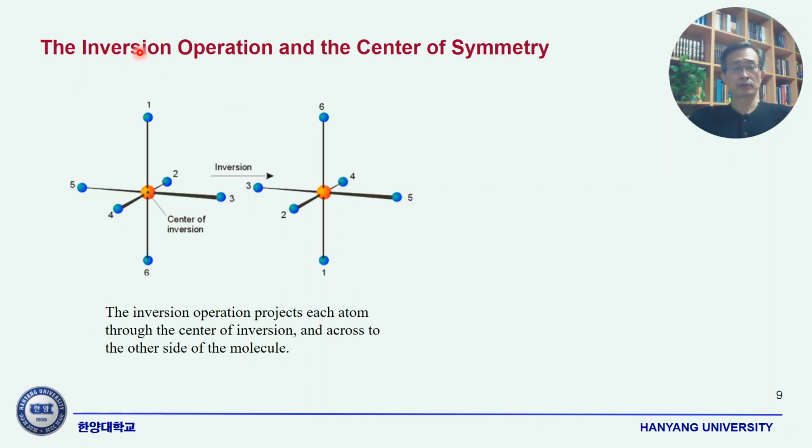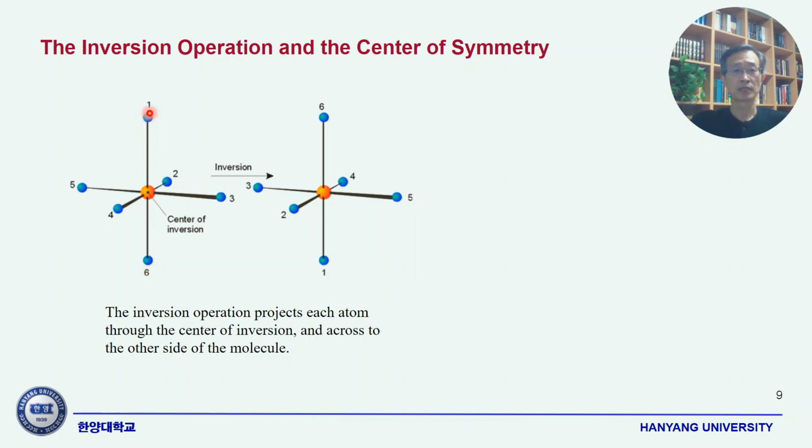And now we will go for inversion, or center of symmetry. Here we have a molecule, let's say SF6, and at the center, in this case the S atom, is the inversion center of the molecule. So let's say for atom number 1, go to the center of inversion, and then at the same distance on the other side, you'll find the same atom.